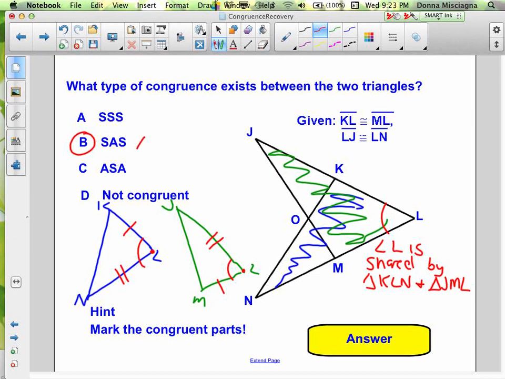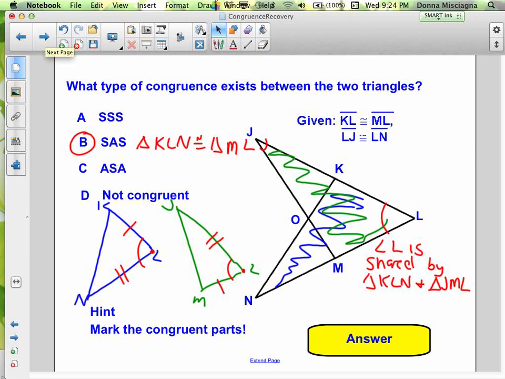Let's match them up properly. Triangle KLN is congruent to triangle, K goes with M, so it'd be triangle MLJ. There we go. And so now we proved our triangles are congruent. Let's hit the little box. Sometimes it doesn't say anything though. How about this one? Yep, it says side angle side. We got it right. So mark your congruent parts.